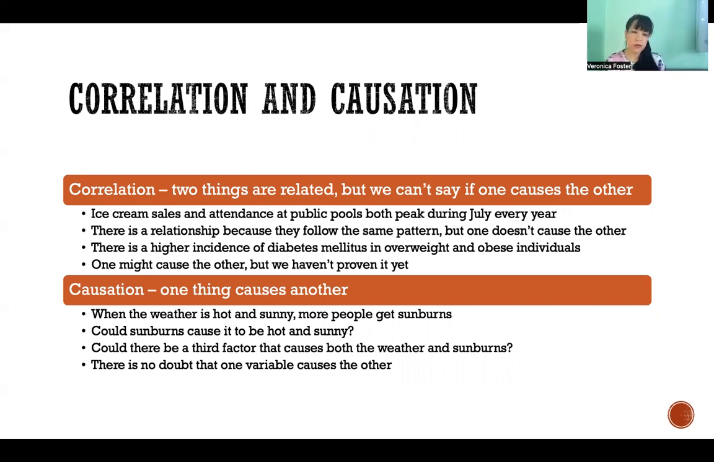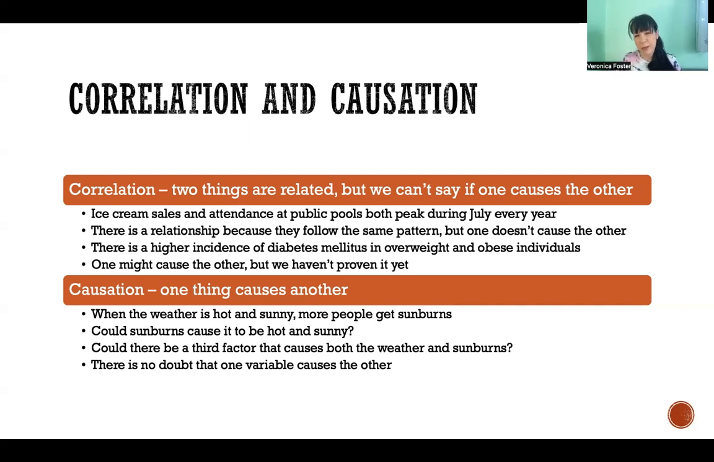So another example is that there is a higher incidence of diabetes mellitus in overweight and obese individuals. So those two are clearly correlated. Body fat, having increased BMI, is definitely correlated with increased risk or incidence of diabetes mellitus. Now, the causation, which one causes the other, if at all, is up for debate. So they're certainly correlated, but not everyone agrees on whether it's being overweight that causes diabetes mellitus, or if diabetes mellitus causes the person to be overweight, or if there could be a third mediating factor that maybe causes both.